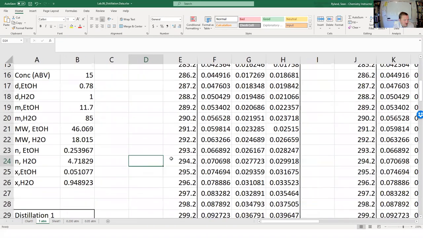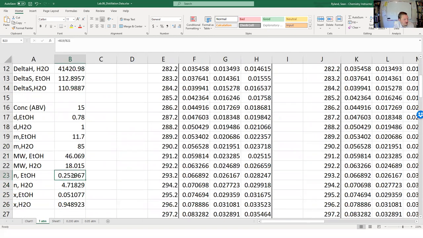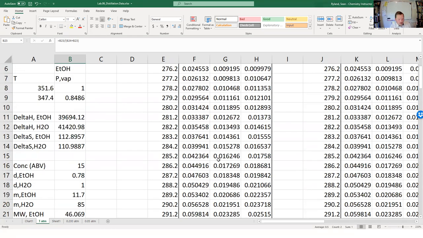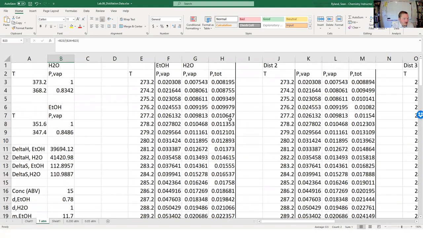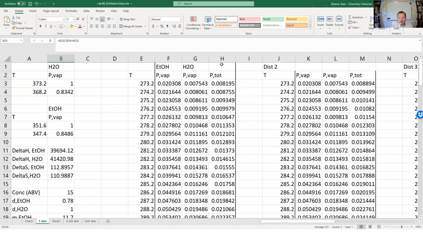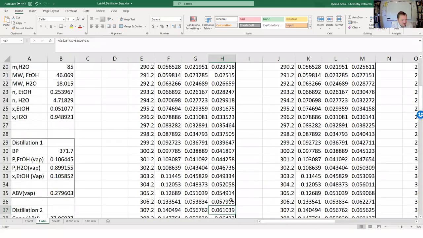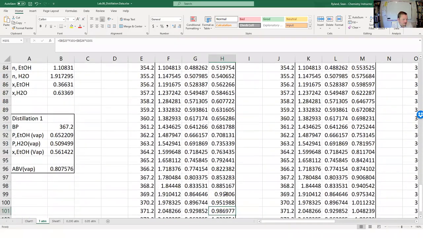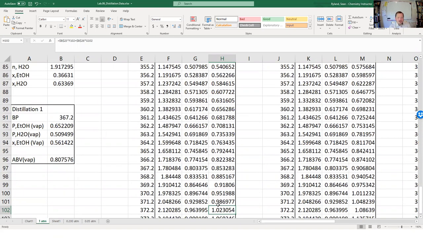I did all my calculations in Excel, so getting the mole fraction of each of them is down here. I believe that based on your starting conditions, you should have wound up with a mole fraction of about 5% ethanol and 95% water. And then figuring out what the boiling point was going to be was just a matter of figuring out where your total vapor pressure was equal to atmospheric pressure. So for one atmosphere of pressure, that just meant we were scrolling down till we got to the point where our total pressure was equal to one atmosphere, somewhere between 371 and 372.